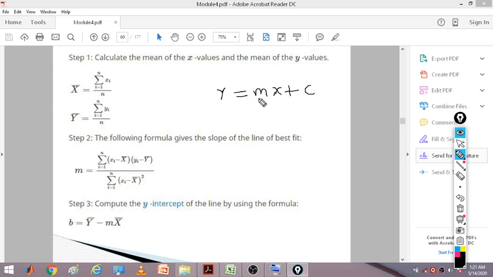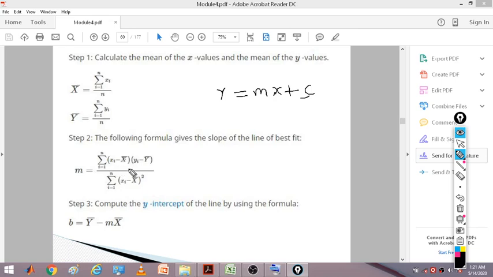So how do we calculate m and c? m is calculated as the summation from i equal to 1 to n, taking all the values of x, of (xi minus x bar) into (yi minus y bar). Here x bar is the mean of x, the summation of all x's divided by n, and y bar is the summation of all y divided by n.